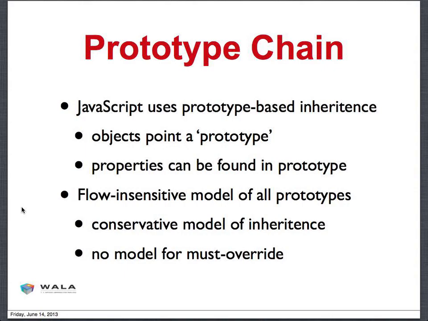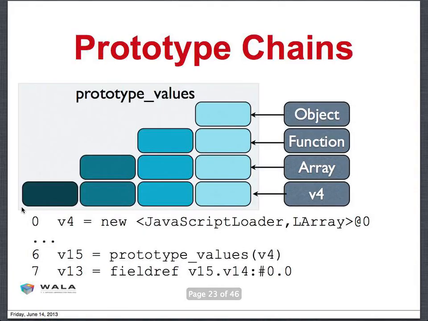Back. And a lot of the analysis we do in JavaScript, especially the flow construction and pointer analysis, is flow insensitive. What that means in this case is that we do a conservative model of inheritance, and we have no models for an object that a property data must have been defined, so you don't need to look for the prototype. We conservatively gather all prototypes and conservatively look at any data field in any of those prototypes. So let's look at how this works.